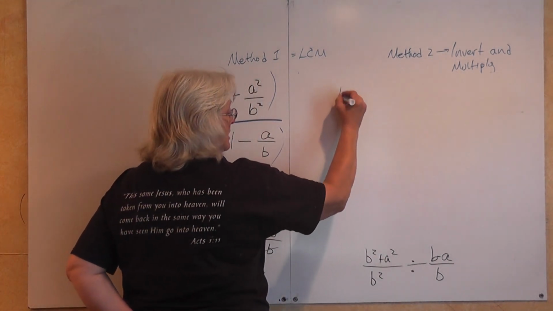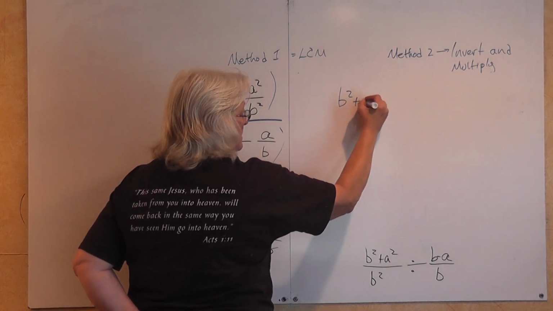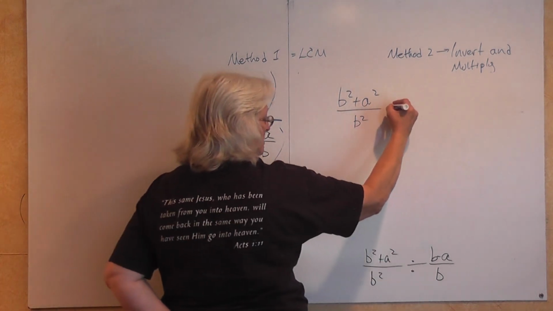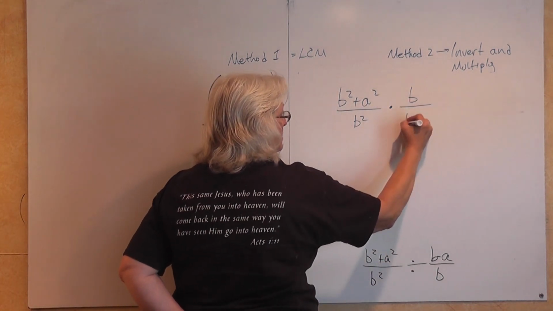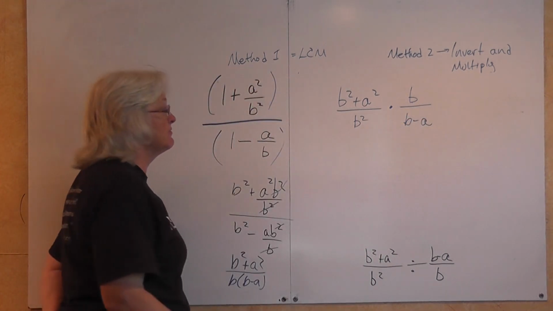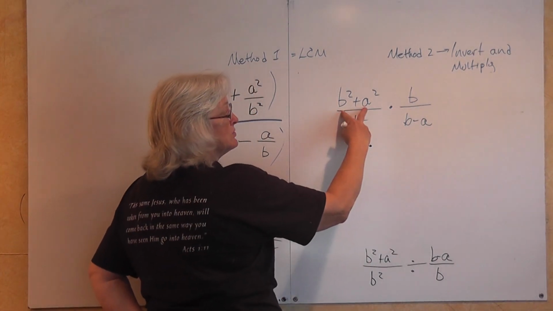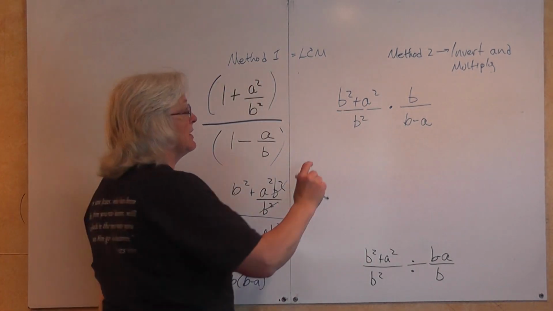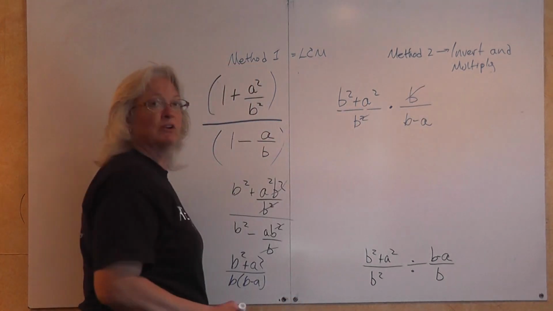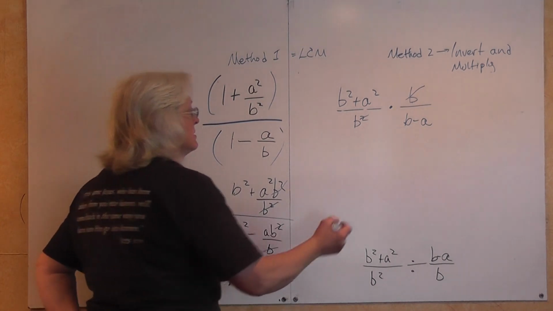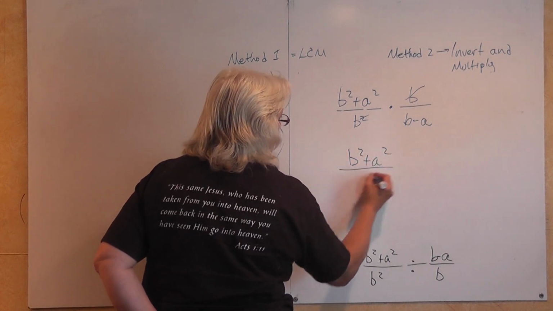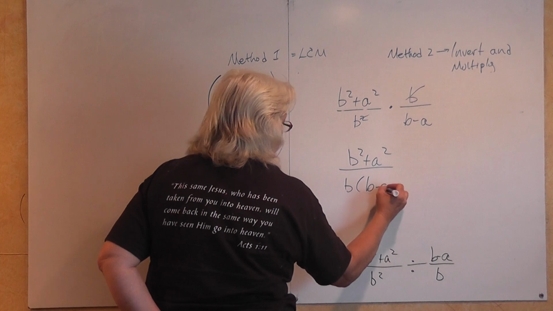Going to change this now by saying we are going to multiply by the reciprocal of the divisor times b over b minus a. What do we see here for common factors? Remember, this is not the difference of two squares. This does not factor into b minus a times b plus a. The only factors that we have in common are a factor of b. So that leaves for us as our solution b squared plus a squared over b times b minus a.